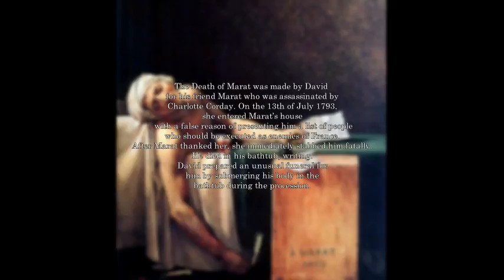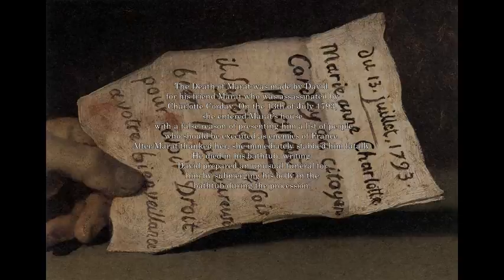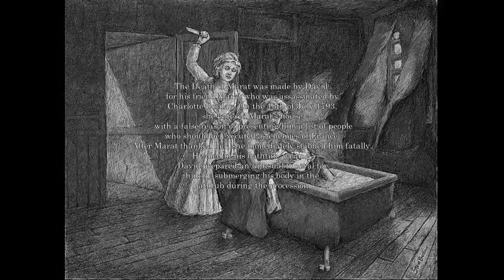The Death of Marat was made by David for his friend Marat, who was assassinated by Charlotte Corday. On the 13th of July, 1793, she entered Marat's house with a false reason of presenting him a list of people who should be executed as enemies of France. After Marat thanked her, she immediately stabbed him fatally. He died in his bathtub, writing. David prepared an unusual funeral for him by submerging his body in the bathtub during the procession.